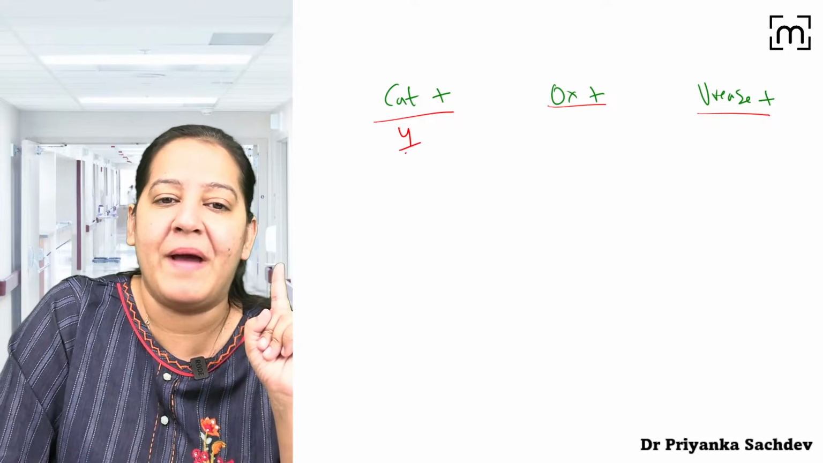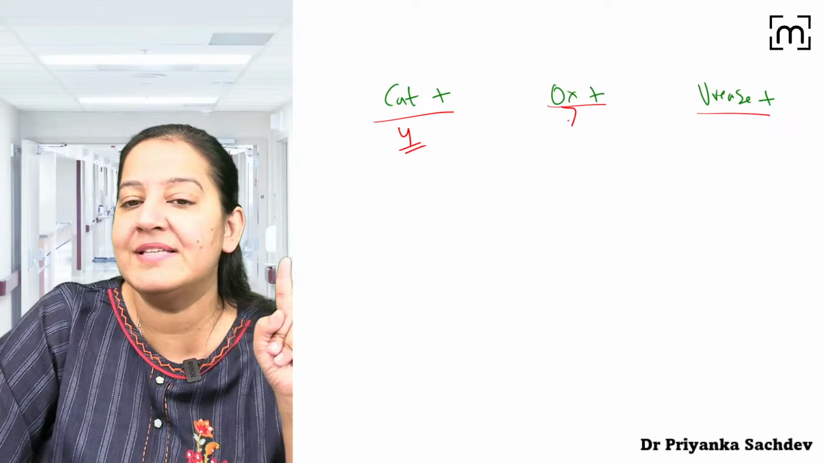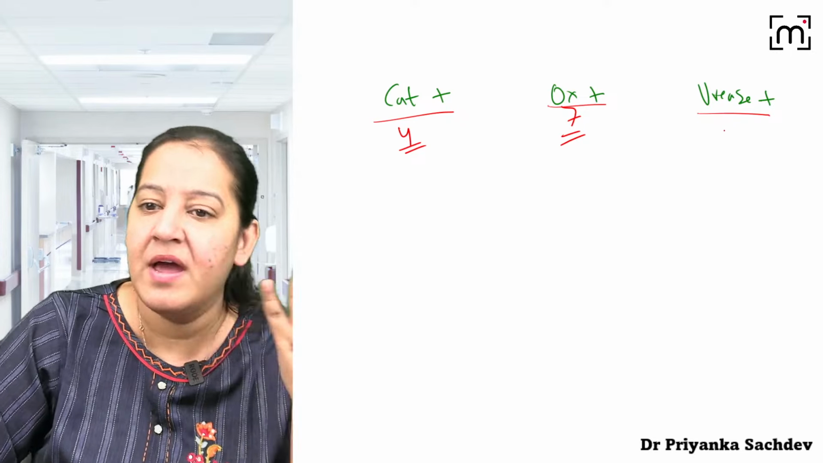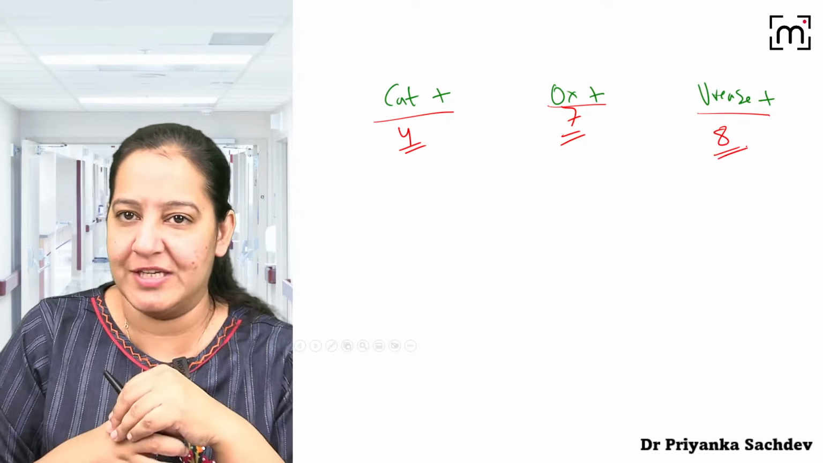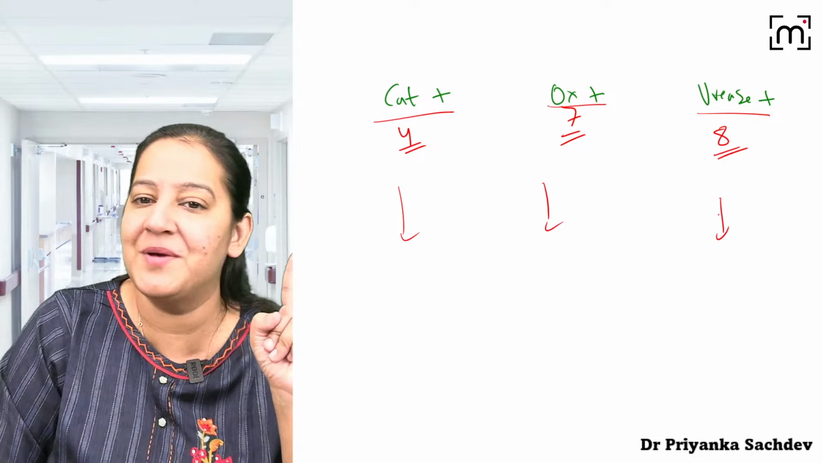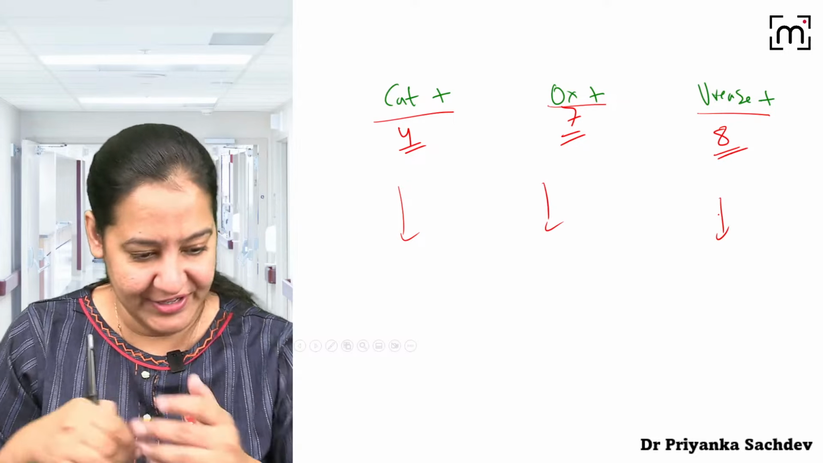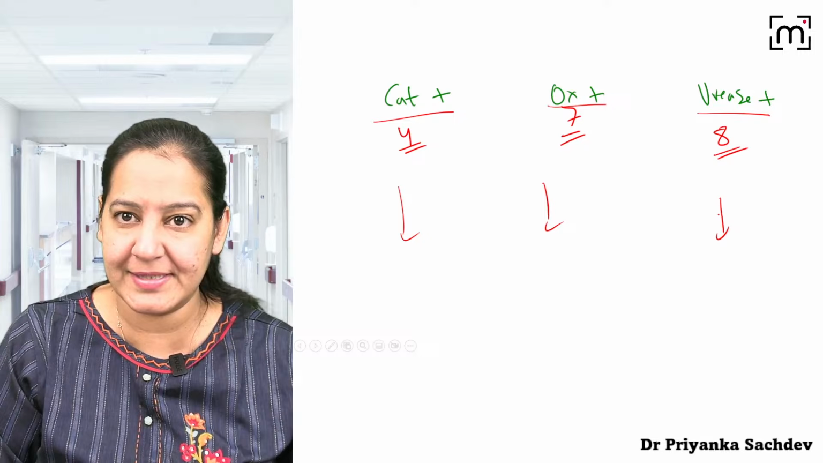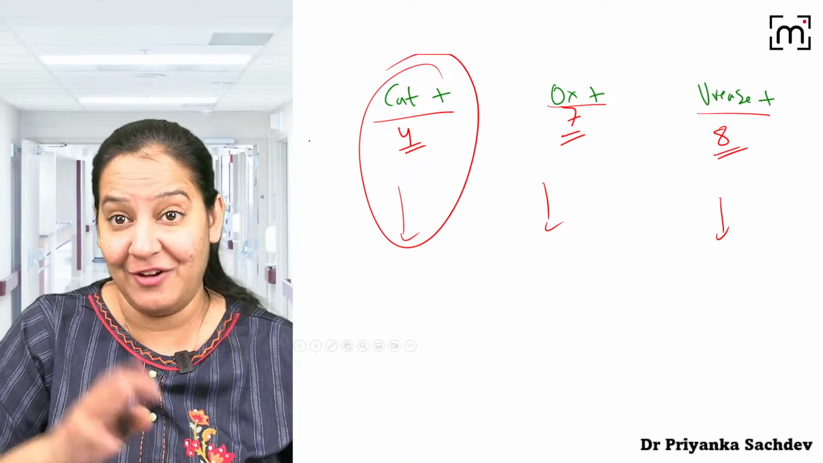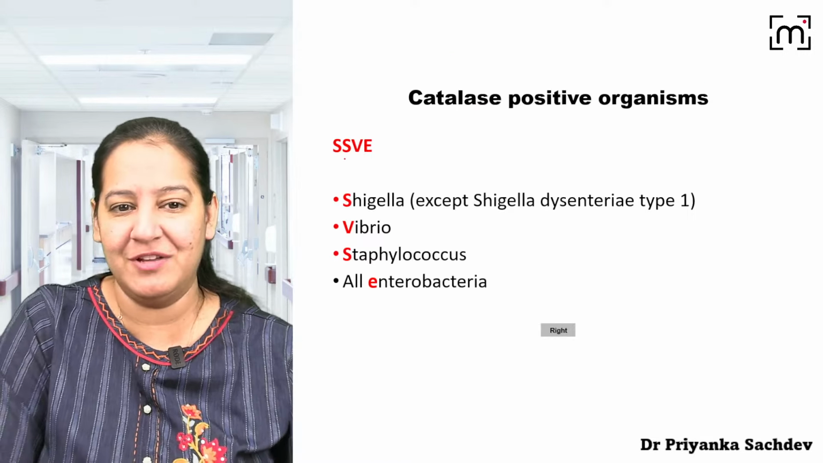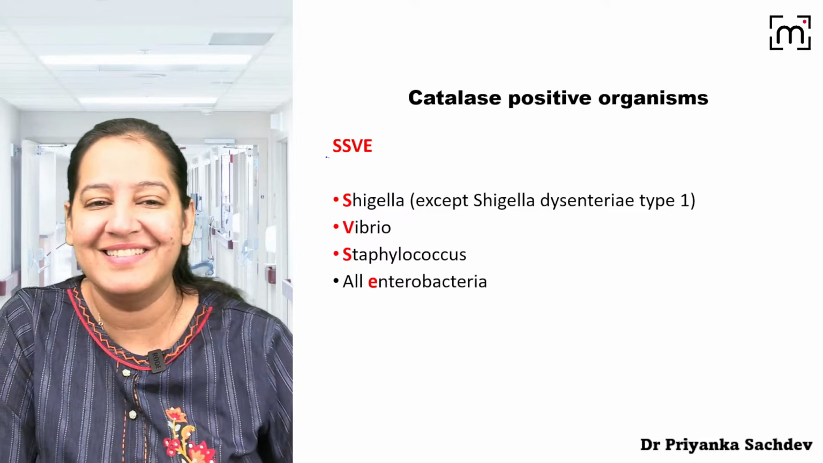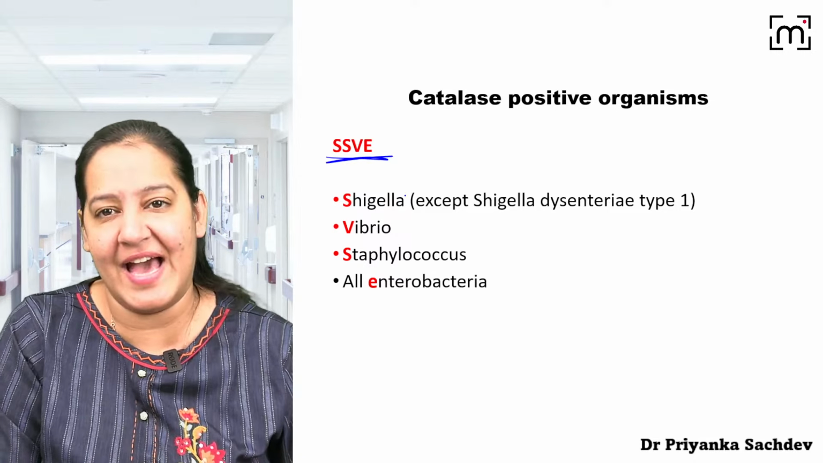There are only 4 bacteria which are catalase positive. There are only 7 bacteria which are oxidase positive, and I guess 7 or 8 bacteria which are urease positive. So I'm going to give you 3 mnemonics for this. We will revise again after saying the mnemonics. Let me start with catalase. The 4 bacteria which are catalase positive, the mnemonic is SSVE.